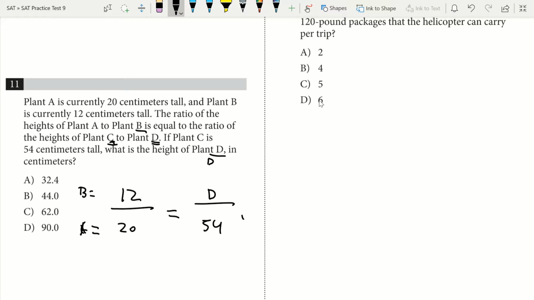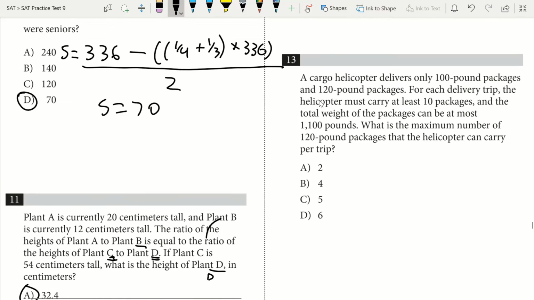The reason I set it up like this is because then I just have to multiply each side by 54 and then solve for my answer. Right? If I put D on the bottom, there's more steps, so I purposely put D on top. So now I'm going to have 54 times 12, all divided by 20 to solve for my height, and I'm going to get 32.4 equals D. So 32.4 equals D, so my answer is going to be A. All right, question 12.